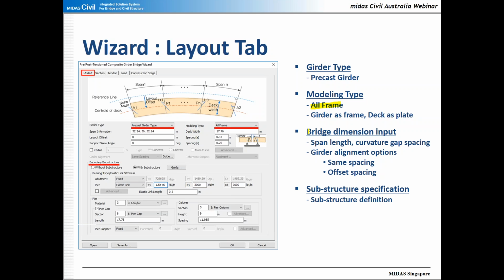Then you can input the bridge dimensions. You can input the span length, the curvature, and the girder alignment options. Along with that, you can even specify the substructure. You can choose whether or not to model the substructure, and the program will automatically generate the headstock or pier cap, and it will generate the piers for you, and all the elastic links and bearings will automatically be generated.